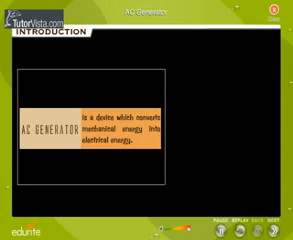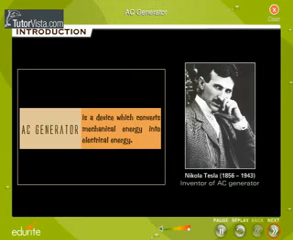What is an AC generator? An AC generator is a device which converts mechanical energy into electrical energy. AC generator was originally designed by Nikola Tesla.